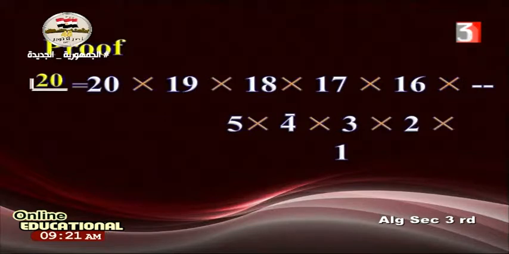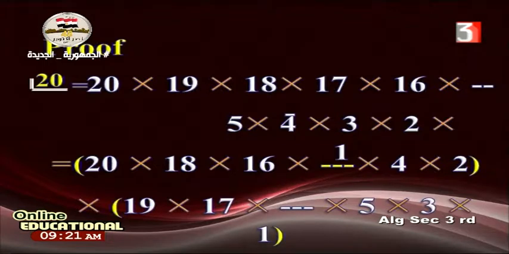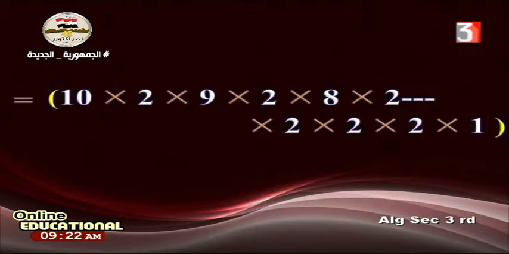all numbers into even and odd. The even numbers: 20 times 18 times 16 and so on, times the odd numbers: 19 times 17 times 15 and so on, times 2, 1. Therefore, we deduce that 20 equals what?